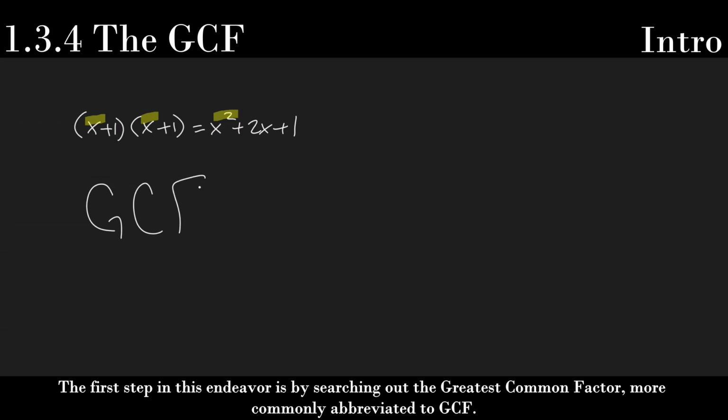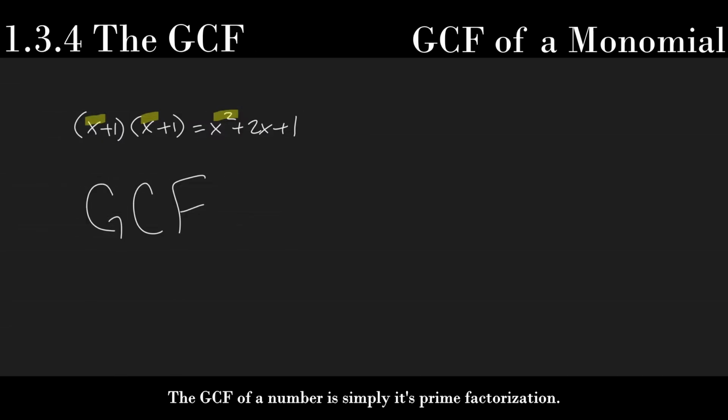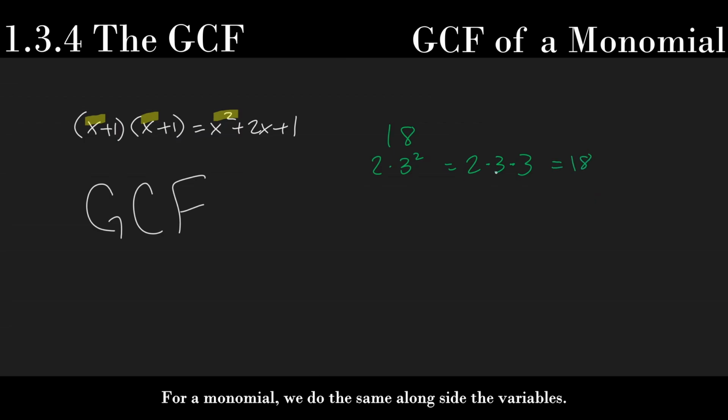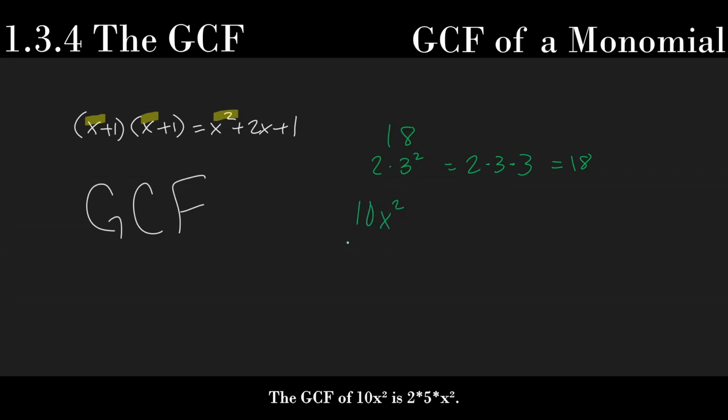The GCF of a number is simply its prime factorization. For example, the GCF of 18 is 2 times 3 squared, because 2 times 3 times 3 are the prime factorizations of 18. For a monomial, we do the same alongside the variables. The GCF of 10x squared is 2 times 5 times x squared. We can also find the GCF of several monomials.